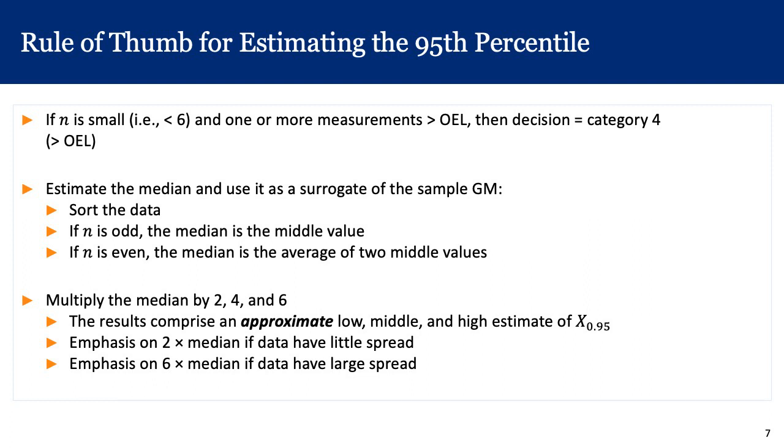And then you multiply this value, the median, by 2, 4, and 6, and these would comprise an approximate low, middle, and high estimate of the 95th percentile. If you think that your data have very little spread, that means it's a low variability setting, and then you would focus on the 2 times the median, and that would be a good estimate of the 95th percentile. If your data have a large spread, then you would emphasize the 6 times median as an estimate of the 95th percentile.